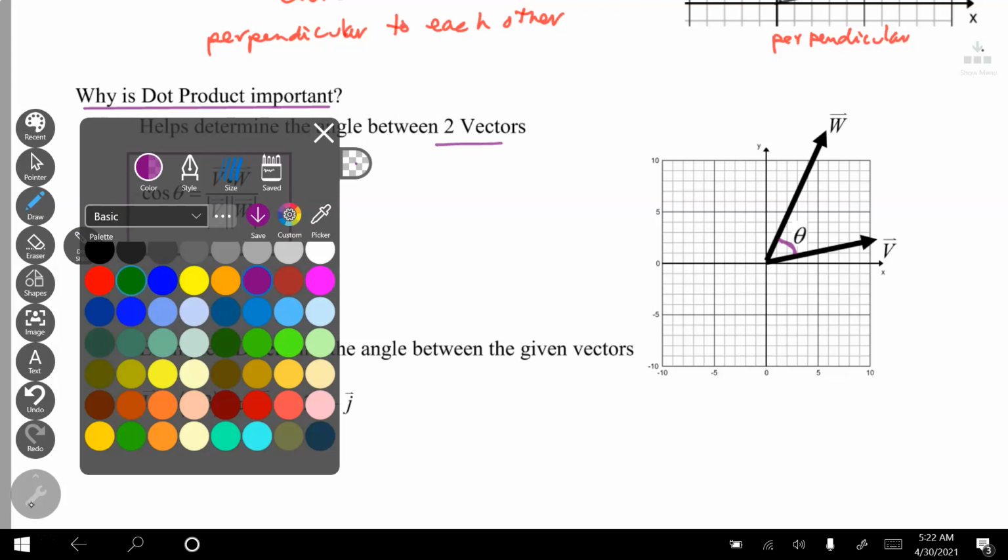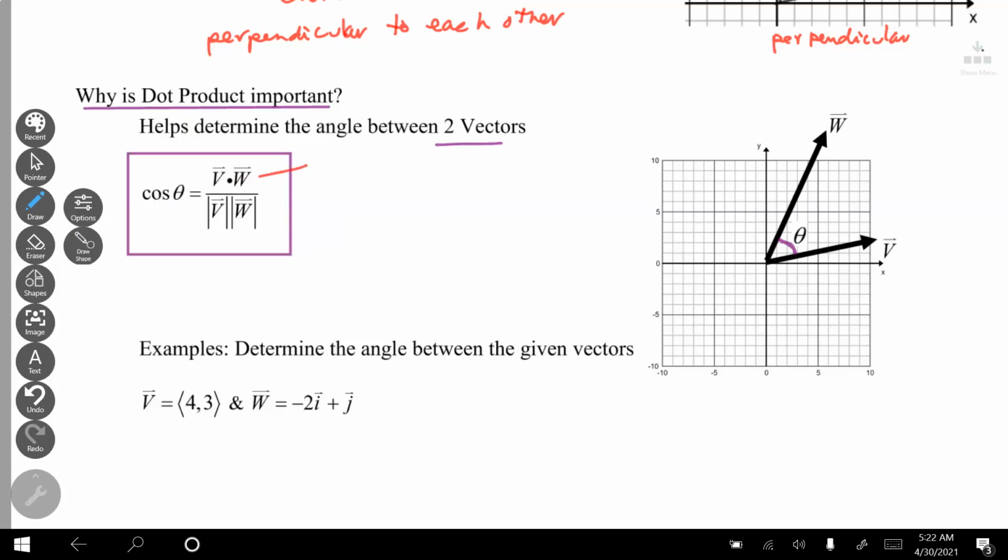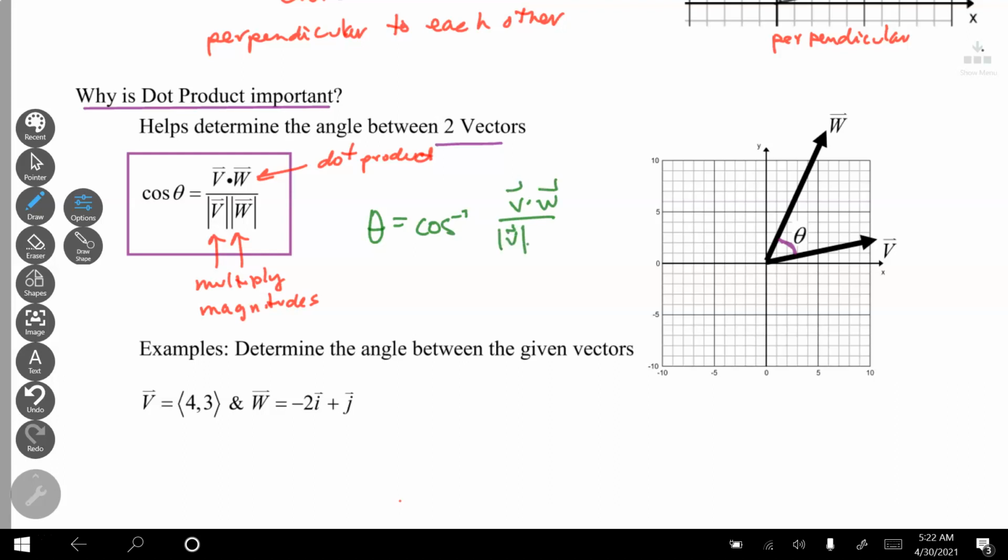Cosine of theta is equal to the dot product divided by, when we multiply, the magnitudes. Or if you want, you could say theta is equal to inverse cosine of the dot product divided by magnitudes, and we're always going to get an angle when we do inverse cosine.